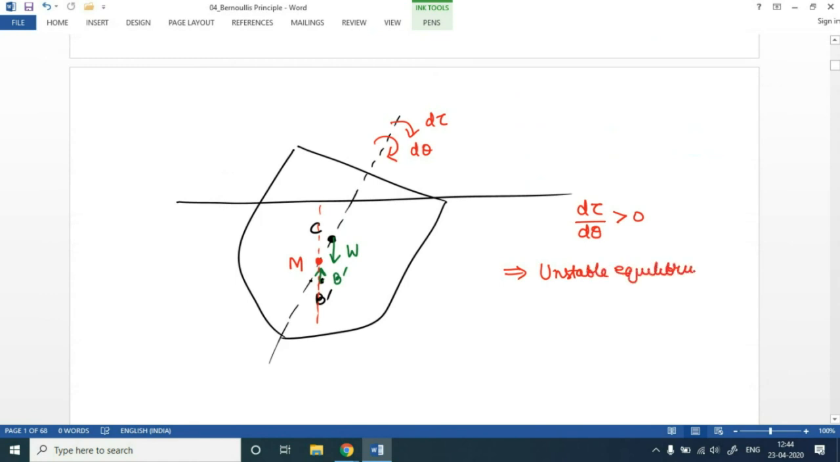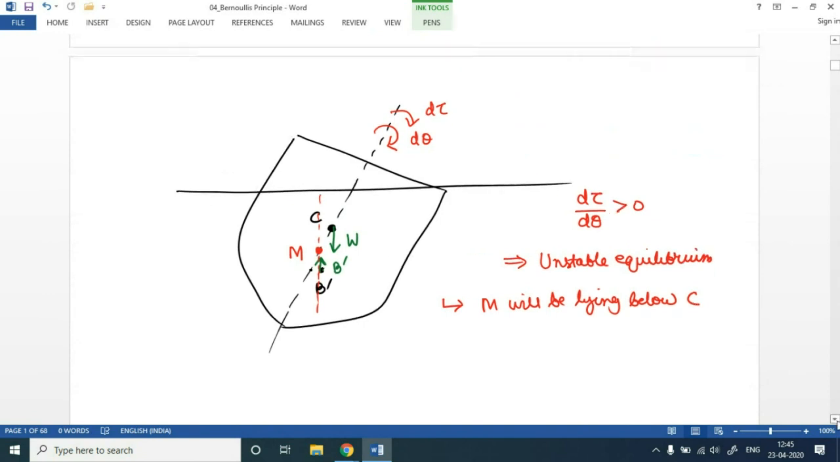Another way of looking at it, by looking at the geometry, we can clearly say that in case of unstable equilibrium, the metacenter will be lying below the center of gravity. I hope I am understood over here.